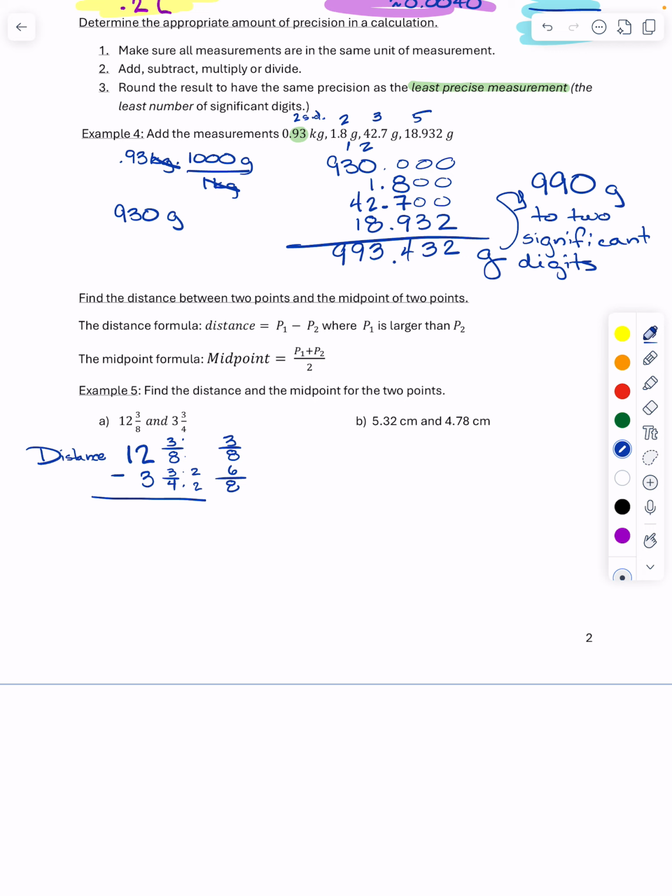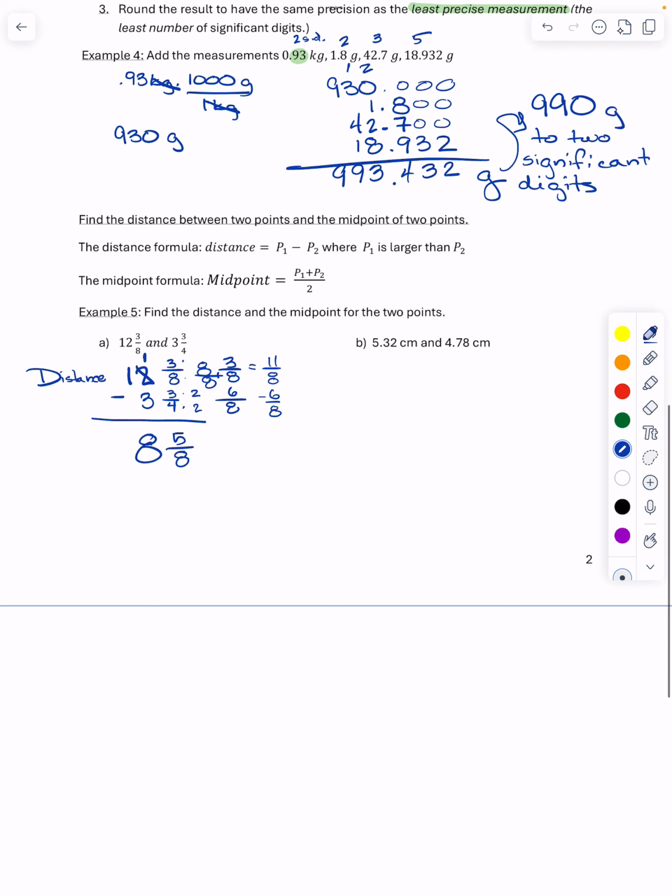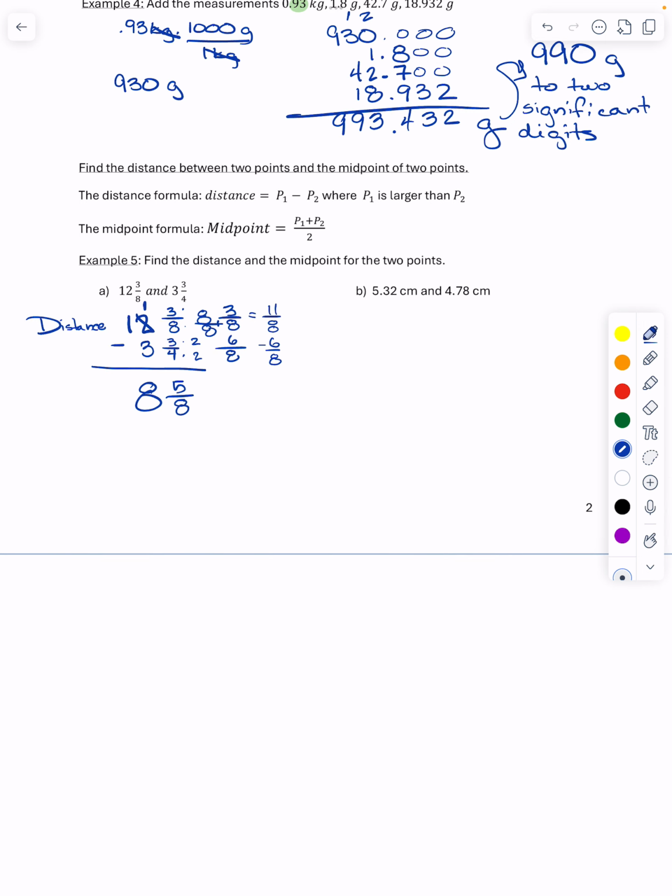Now I cannot take 6/8 away from 3/8, so I'm going to borrow 1 whole. Keep in mind that's 8/8. There's my 1 whole right there. I now have 11/8 minus 6/8. That I can subtract. That gives me 5/8. I've got 11 minus 3, which is 8. So 8 and 5/8, whatever this is measured in, inches, feet, kilometers.